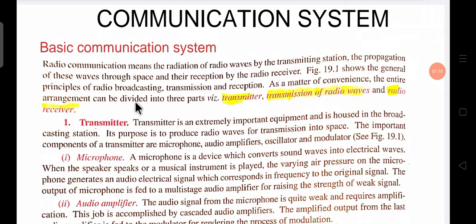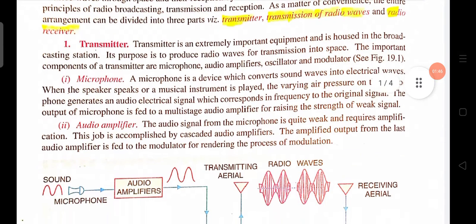Okay, so the basic communication system has three parts. One is the transmitter, the second is the transmission of radio waves, and the third is the radio receiver. So the process of a basic communication system can be termed as these three parts. Now let us discuss the first part, which is the transmitter.